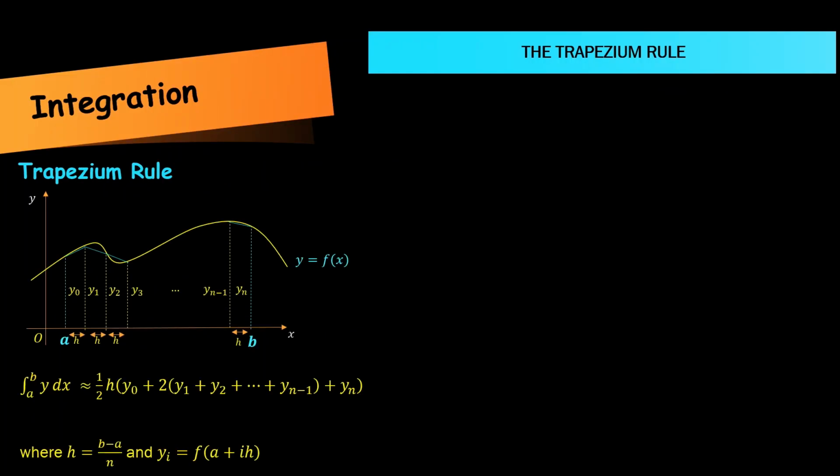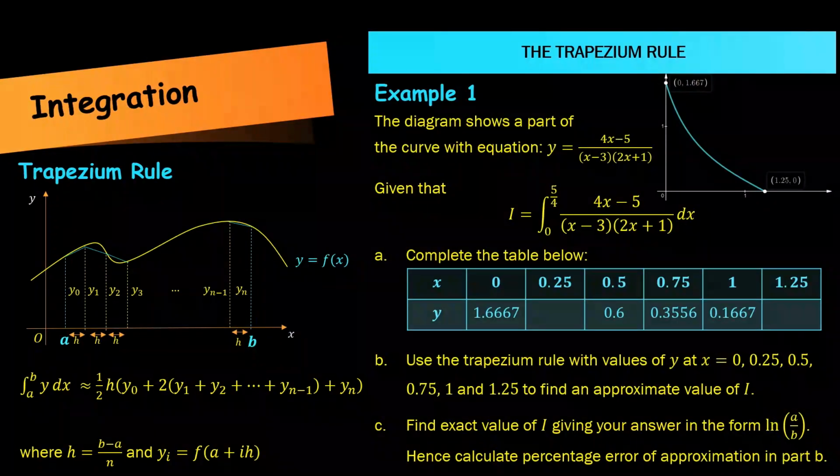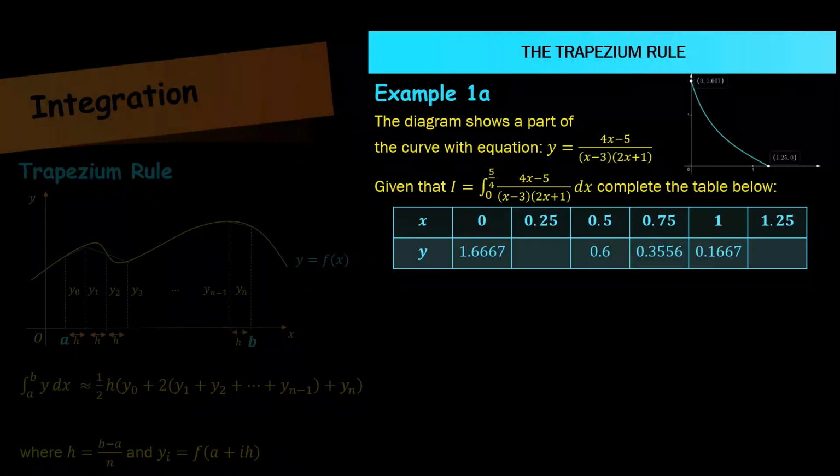Now let's use this trapezium rule on some examples. Pause the video and have a go at this example. Press play when you're ready to view the solutions. So let's solve part A first. The diagram shows a part of the curve with the equation y equals 4x minus 5 divided by x minus 3 times 2x plus 1. Given that I equals the integral between the limits 0 to 5 over 4 of this expression, complete the table on your screen.